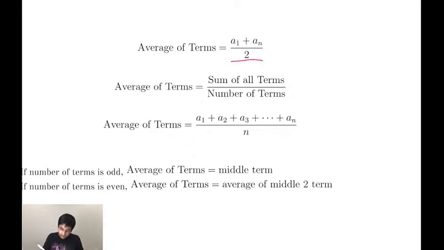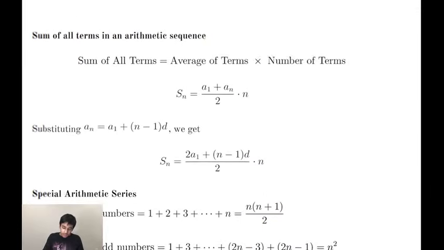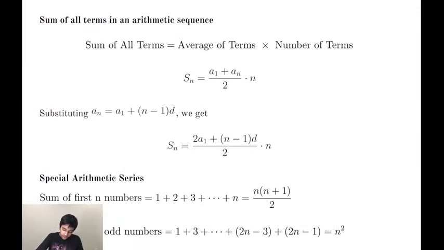And the average is also just the sum of all terms divided by the number of terms, which is just this. And if the number of terms is odd, the average of terms is just the middle term. And if the number of terms is even, the average is the average of the 2 middle terms. And the sum of all terms in an arithmetic sequence is just the average of all terms times the number of terms. And when you substitute our expression, we can get another formula for the sum.